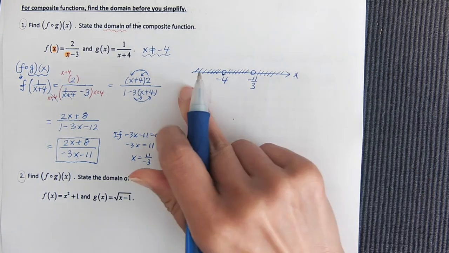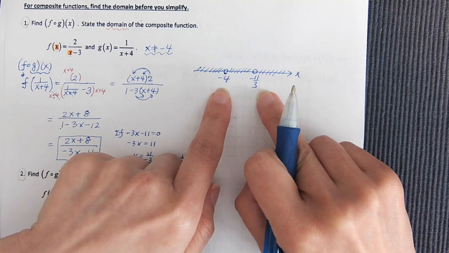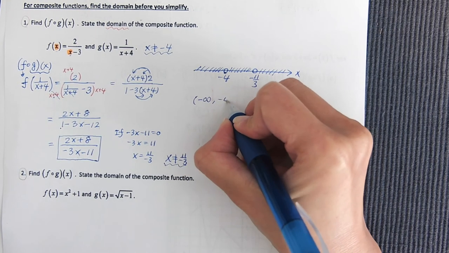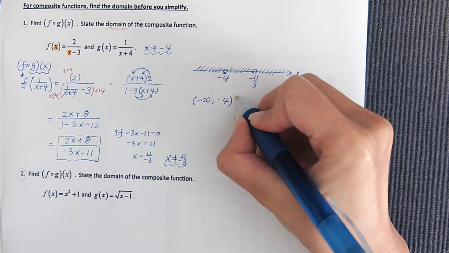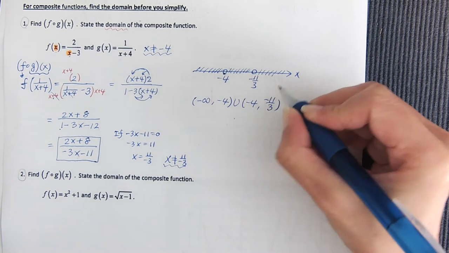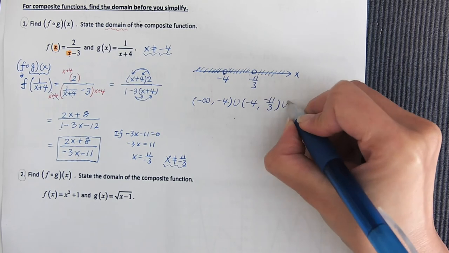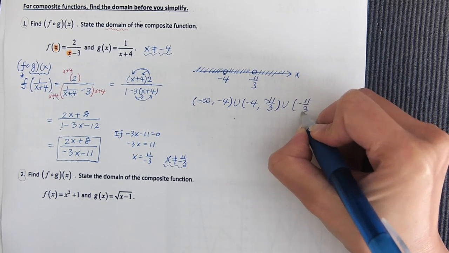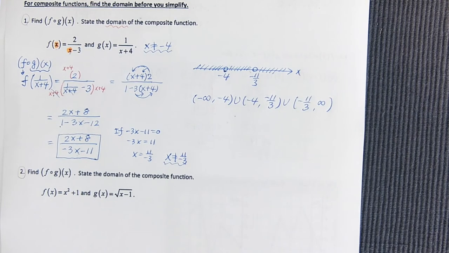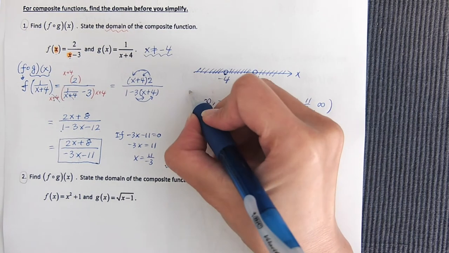Okay? So here is my domain. Just not the two numbers. So the answer is negative infinity to negative 4. Then skip it, jump it. Then negative 4 to negative 11 over 3, jump again, union, negative 11 over 3 to infinity. So here's your final answer. That's called the domain.